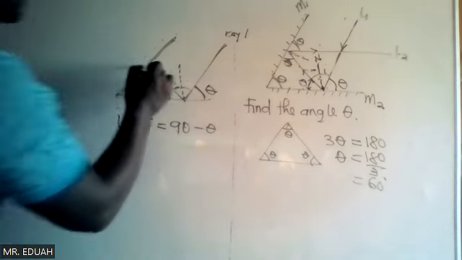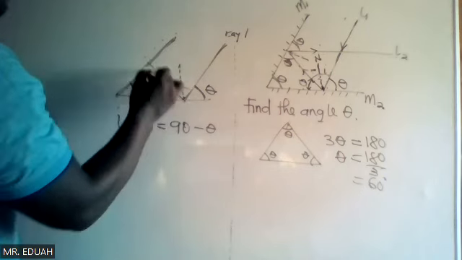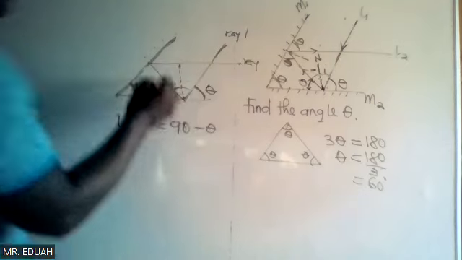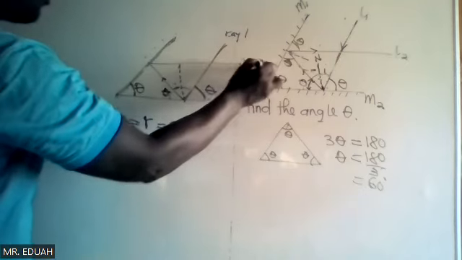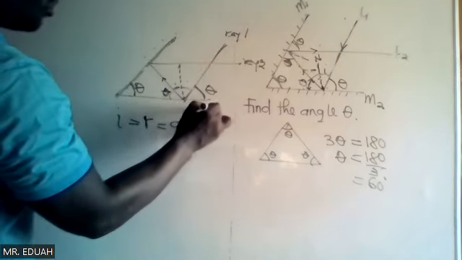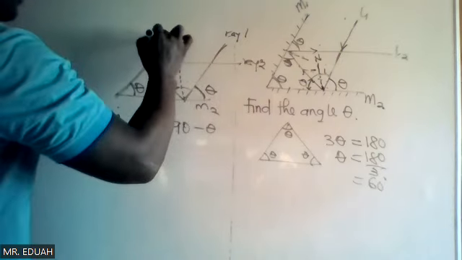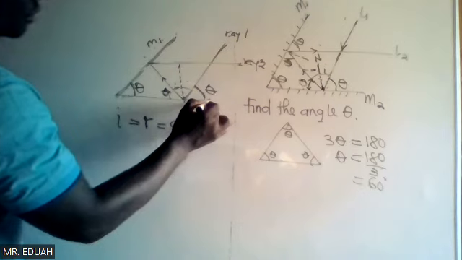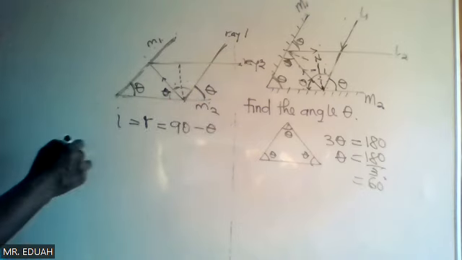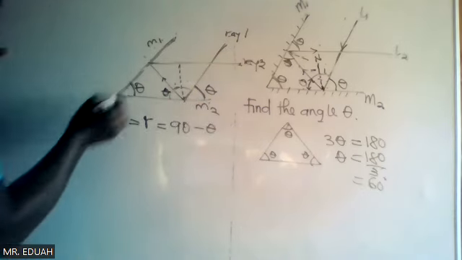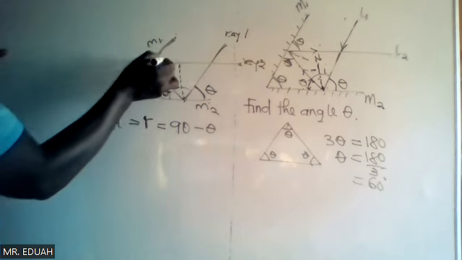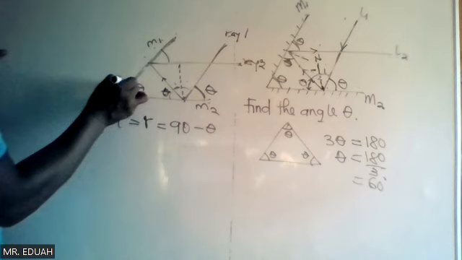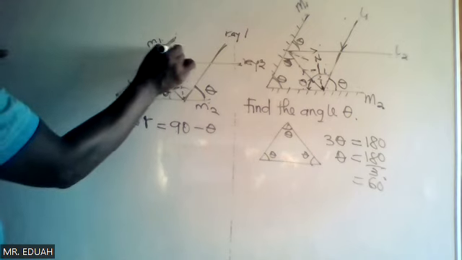Then the second reflection, ray 2. Ray 2 is also parallel to mirror 2. So this is also parallel to this. If two lines are parallel, they have the same slope. So the slope of this, the same. So if this is theta, this is also theta.